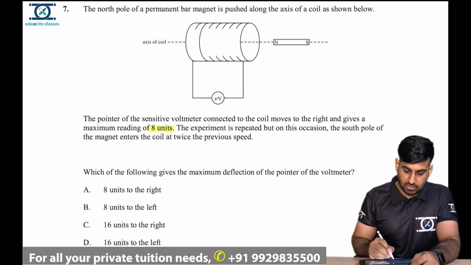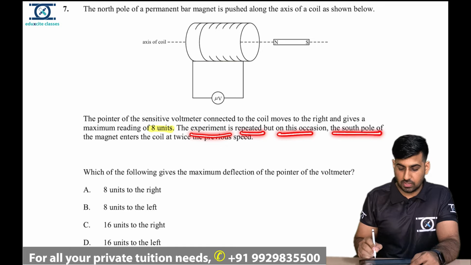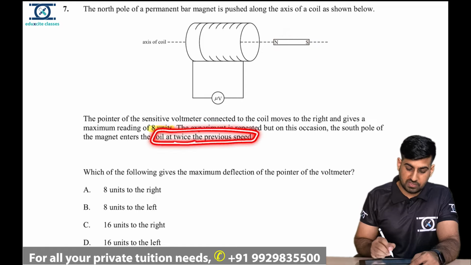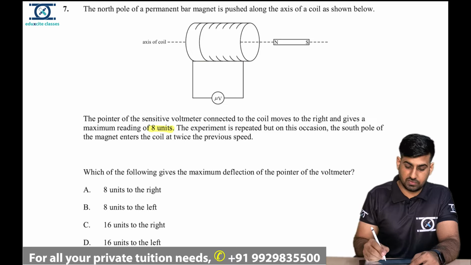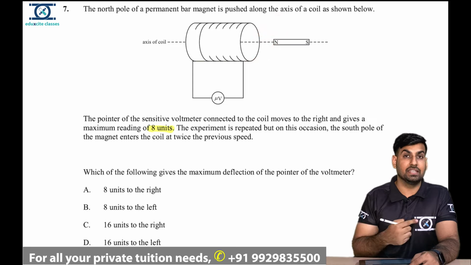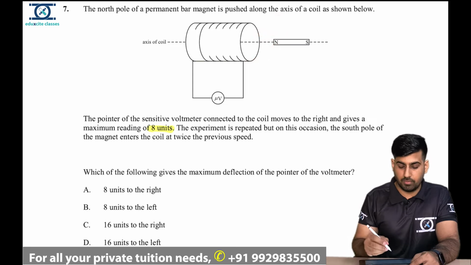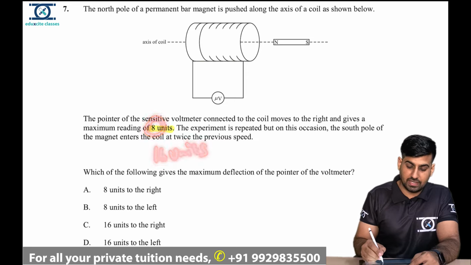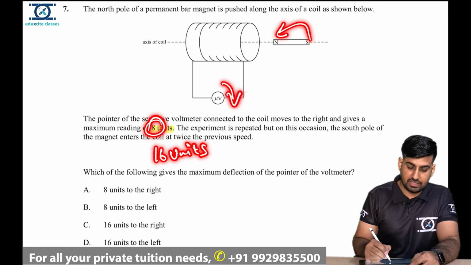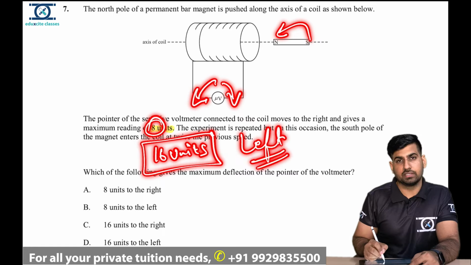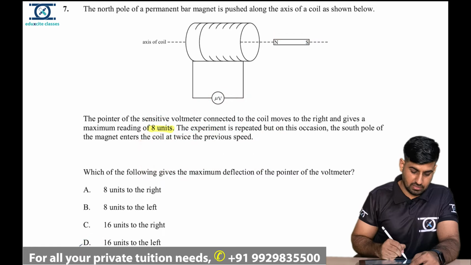of 8 units. Now the experiment is repeated, but on this occasion the south pole of the magnet enters the coil. Now this is reversed, this is south, this is north, and the magnet is moving at twice the previous speed. If this was moved with V, now the south pole is moving with 2V. So if the rate increases, the rate of change just doubles. So the unit instead of 8 will now be 16 units, and as the poles are interchanged, it was initially in the right direction, now it will be in the left direction. So 16 units in the left direction, which is option D, the right answer.